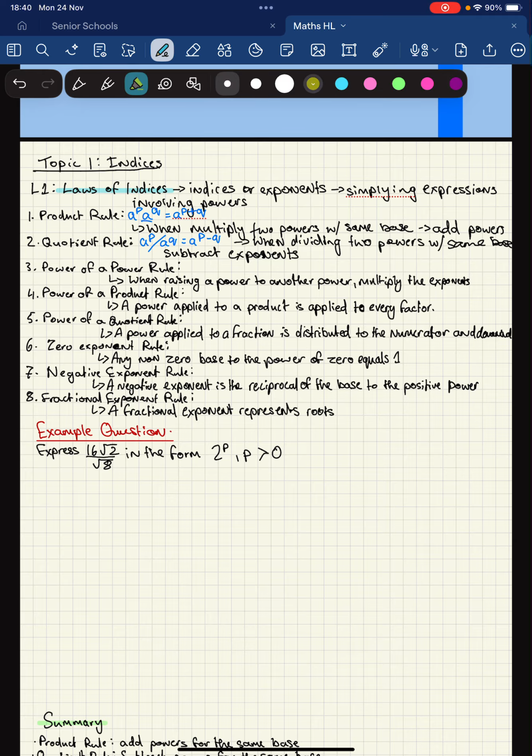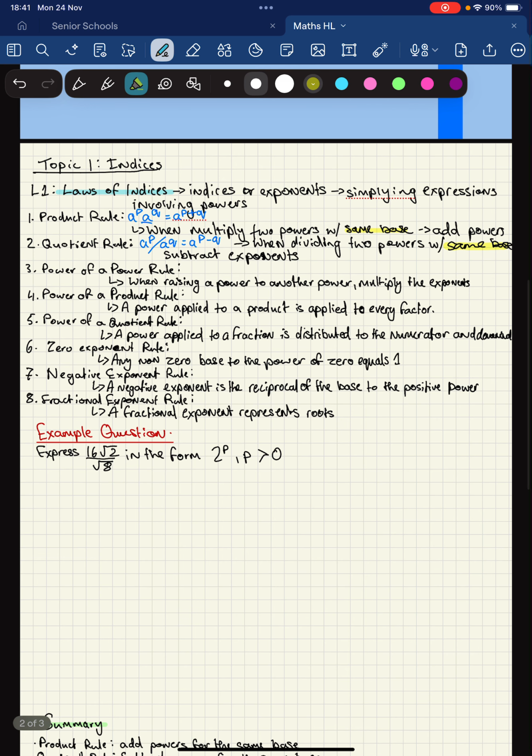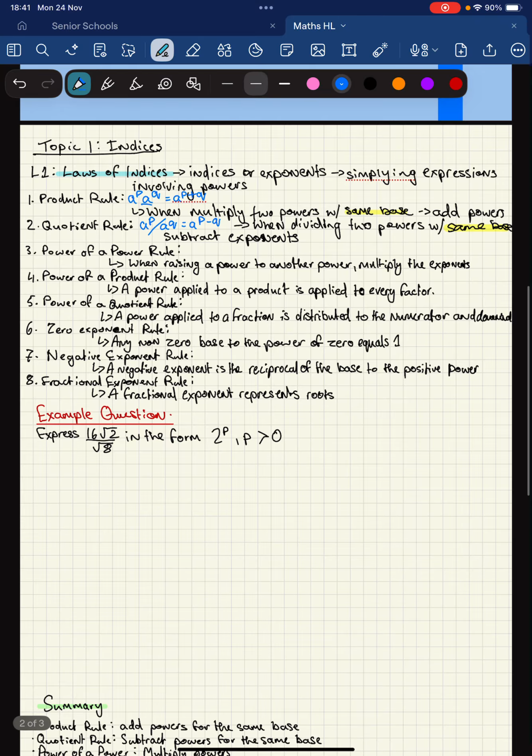The reason this is quite important is to keep in mind you don't want to mix up the order and mess it up. I'm just going to highlight some important stuff here, and then same here. So the important thing to note with these first two rules is you need the same base every time, just for it to work properly.